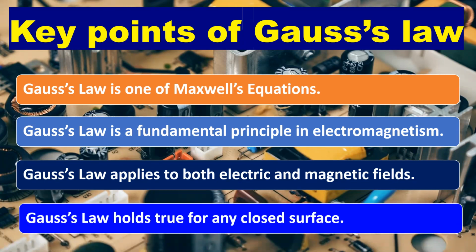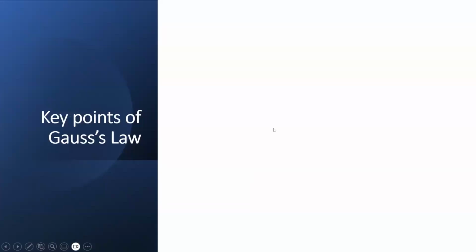Gauss's law holds true for any kind of closed surface. It doesn't matter what kind of closed surface it is, or what shape it has. Make sure the surface is closed, and we can apply Gauss's law.